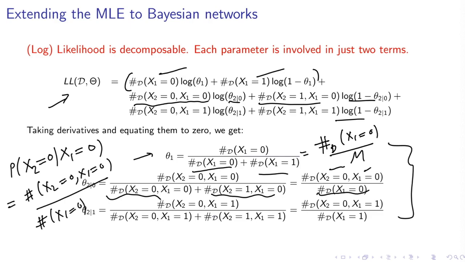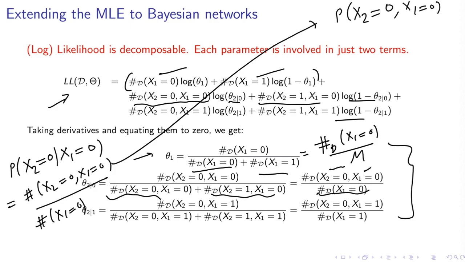How did I come up with this expression? The numerator is an estimate of p of x2 equals 0, comma x1 equals 0, right? Or I should say it's directly proportional to that. And the denominator is directly proportional to the probability of x1 equals 0. Okay, so that's the maximum likelihood estimate.